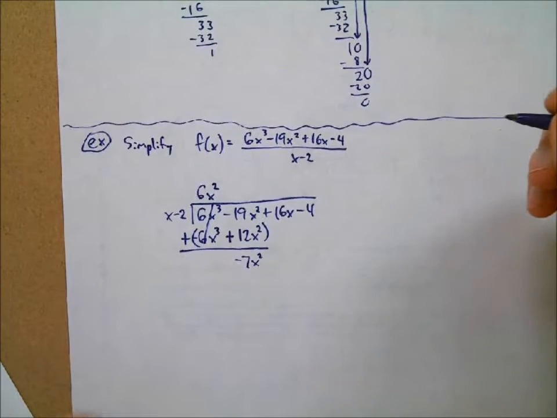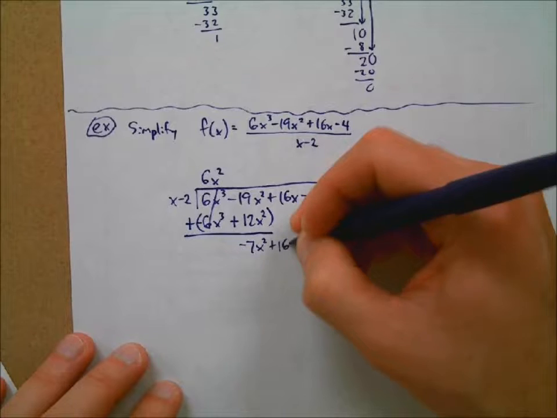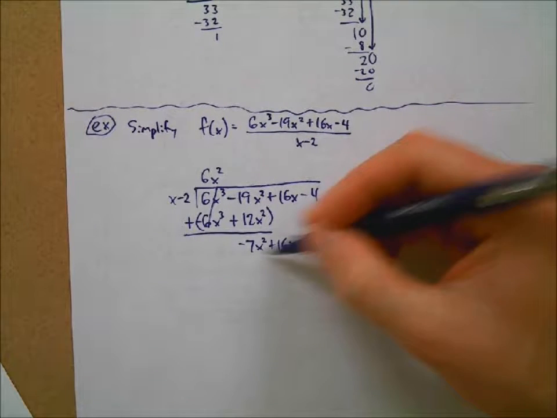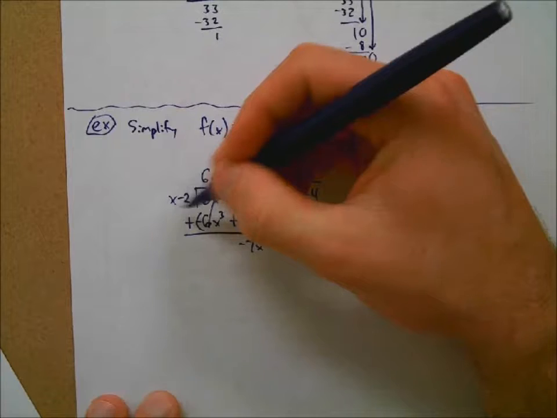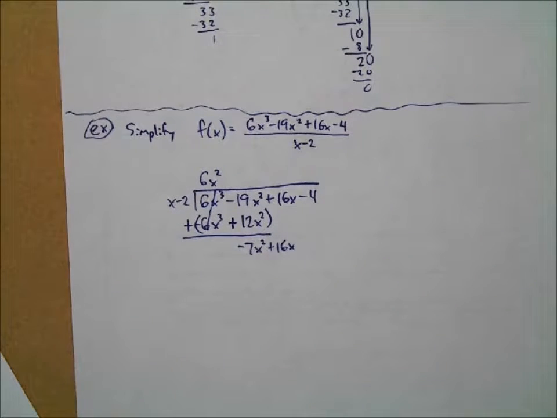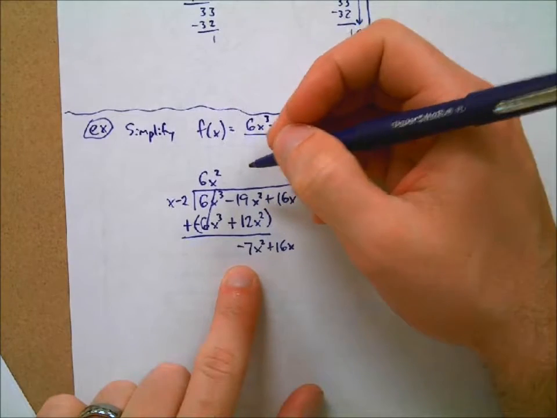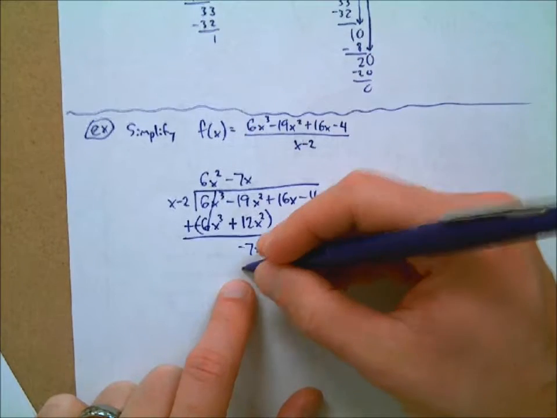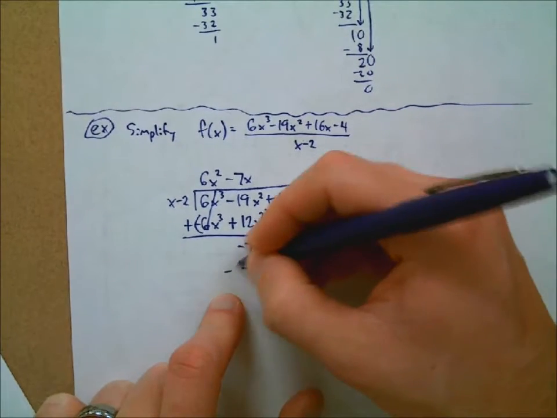And then from here we do what? Bring down the plus 16x. Exactly right. We really only want to have 2 terms at a time here because what we're dividing by only has 2 terms. So we don't need to bring down that minus 4. If we were dividing by something with 3 terms, then we would bring down the minus 4 as well. What times x gives us negative 7x squared? Negative 7x. So multiply negative 7x squared, and then positive 14x, and again subtract the quantity.